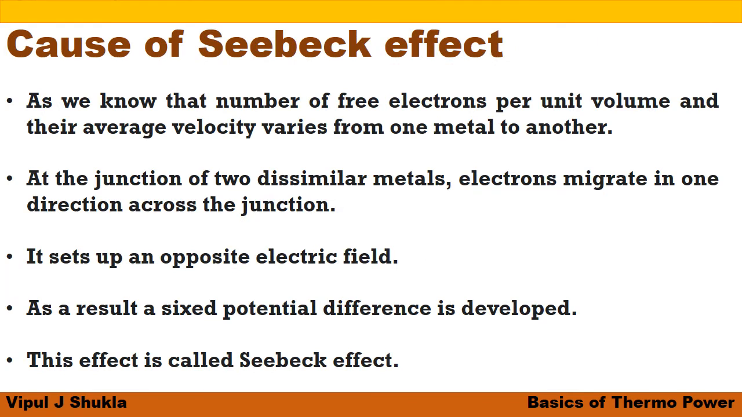If we look at the cause of the Seebeck effect, as we know, the number of free electrons per unit volume and their average velocity varies from one metal to another metal. At the junction of two dissimilar metals, electrons migrate in one direction across the junction. As a result, it sets up an opposite electric field. This effect is known as Seebeck effect.